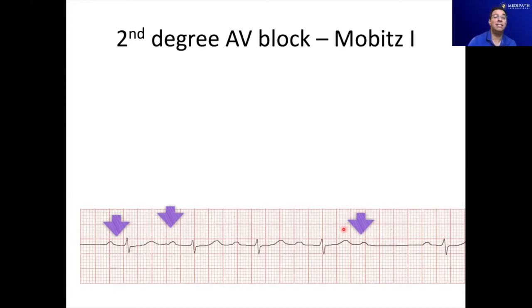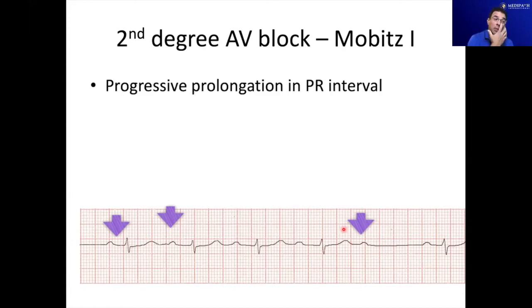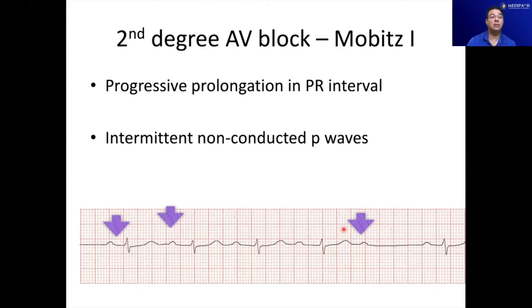It's a second degree heart block. You see progressive PR prolongation till you drop one, and they are dropped or intermittently conducted. The other name for it is Wenckebach. Generally, this is a rhythm that in the short term is not dangerous or benign, but over time it can be dangerous.